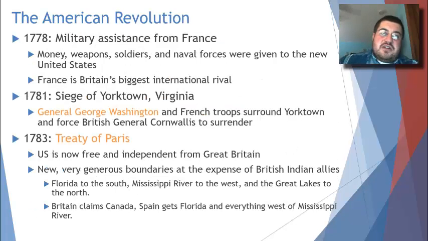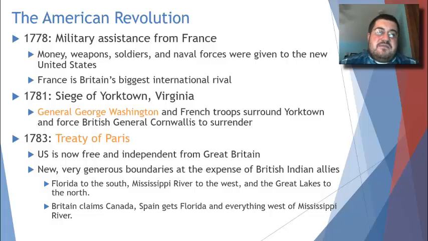We win the American Revolution with military assistance from France and great leadership by General George Washington. France is Britain's biggest rival, so of course they're willing to help us out. And we've had a good relationship with France throughout our history. We defeat the British at the Siege of Yorktown. They surround British General Cornwallis and force him to surrender.